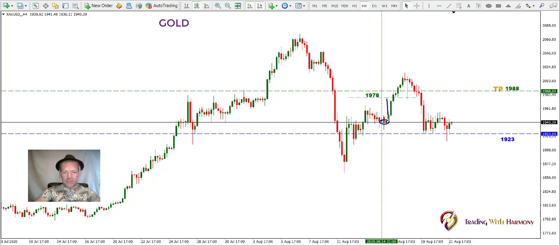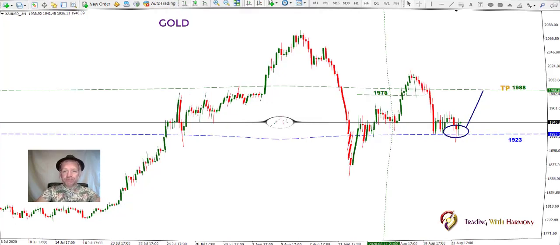It hit our TP level here, being the 1978, and so this week coming, what I'm looking for is for price to hold at this structural level, which it did this week, and the hold for this week coming at 1923, and then continue up and hit our TP at 1988 in gold.